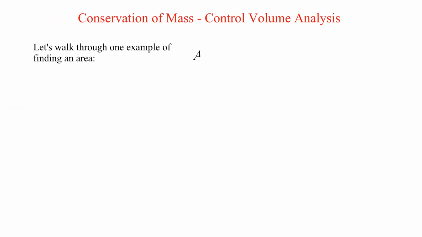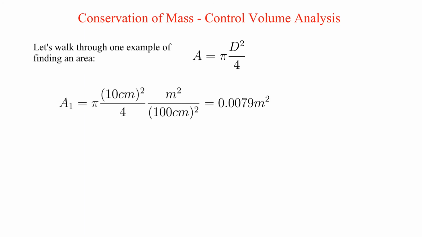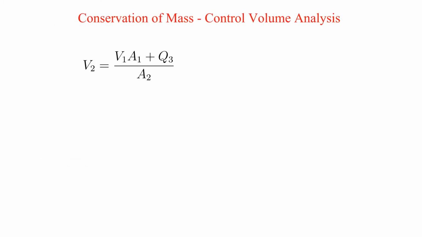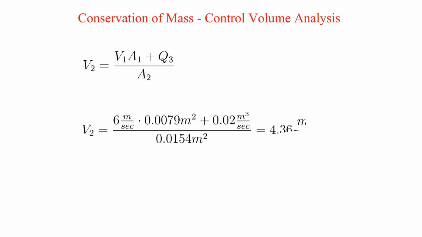Below is some arithmetic, solving for areas 1 and 2 with the provided data. Now let's substitute in all of the provided and calculated data. We get that the velocity at point 2 is 4.36 meters per second.